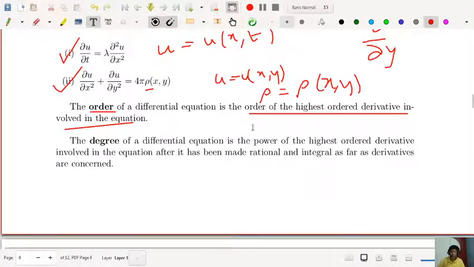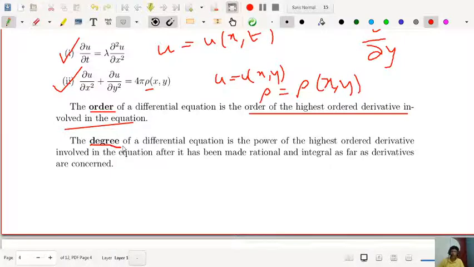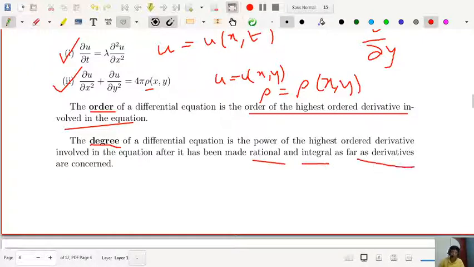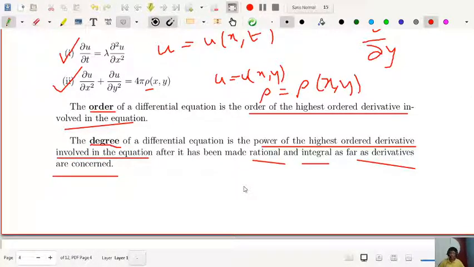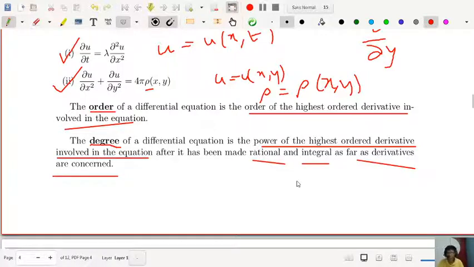Let me now talk about the degree of the differential equation. What is the degree of the differential equation? This is also very important. The degree of a differential equation is the power of the highest order derivative involved in the equation, after it has been made rational and integral as far as derivatives are concerned. If the equation is not in rational and integral form, you have to make it so, otherwise you cannot specify the degree.